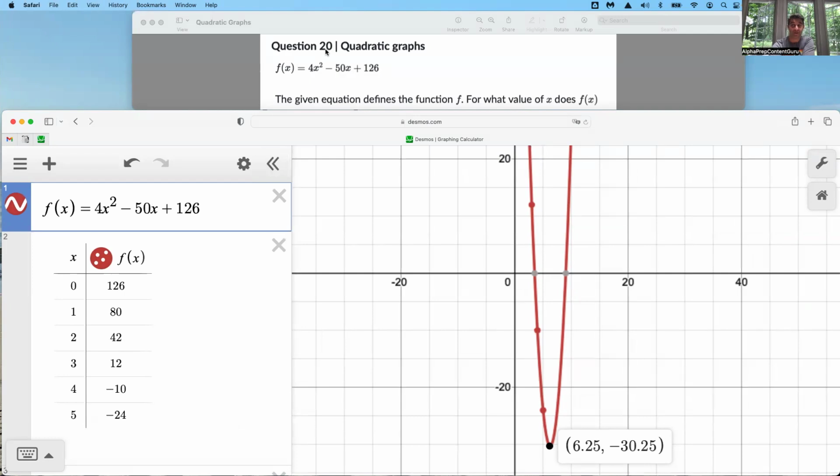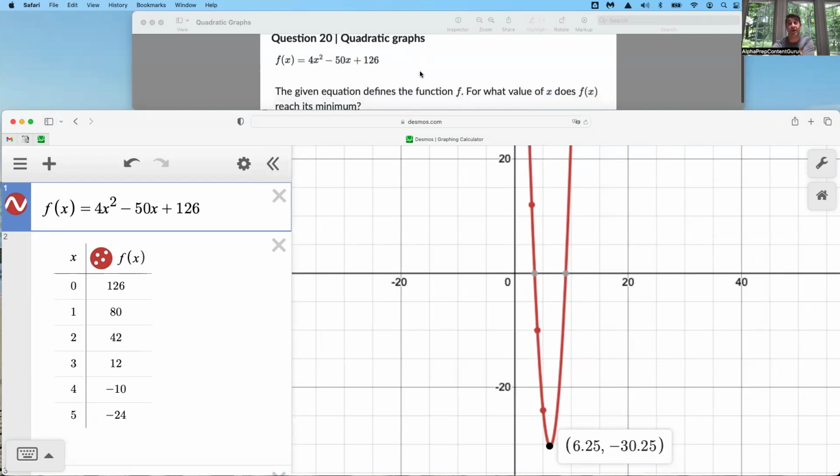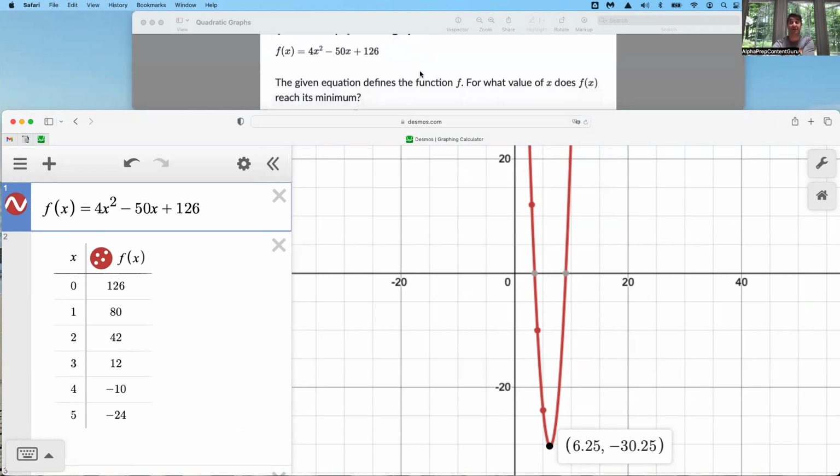This is just a quadratic graph. It happens to be question number 20 out of 22, which means that it is very difficult. It's asking us for what value of x the function reaches its minimum. The beautiful thing about being able to put a quadratic in is that you can literally just click next to the equation and get gray dots at the most important points.